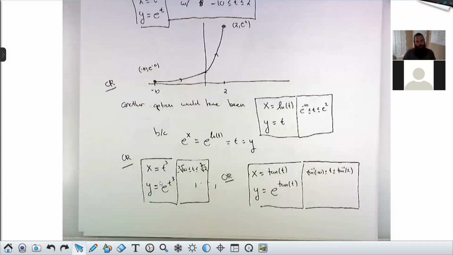Other parameterizations which would be valid here, if I let x be t cubed, then I could pick y to be e to the t cubed. And then here my domains for t would be -cube root of 10 to cube root of 2. Or you could have let x be the tangent of t and y be e to the tangent of t. As long as y is e to the x, then you'll be on the graph e to the x. It's just a matter of what you choose for x and then making that fit the form, the shape.